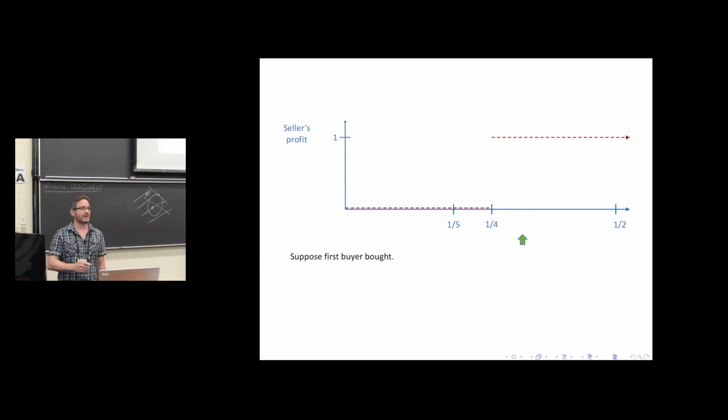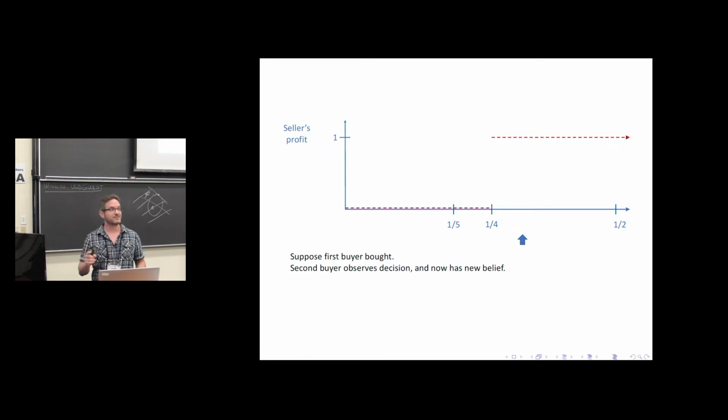So let's suppose that he got the high signal, he made a purchase. And now let's suppose the second buyer shows up. Now the second buyer observes what the first buyer did. Right? He saw that the first buyer made a purchase, so he can infer that he must have had the high signal. So he can infer the first buyer's signal, and so he adjusts his prior belief to be equal to the posterior of the first buyer.